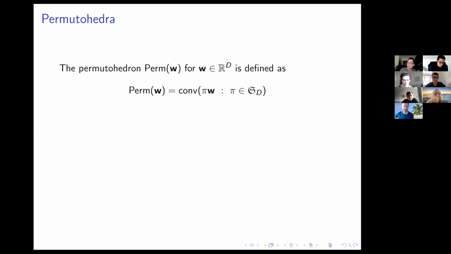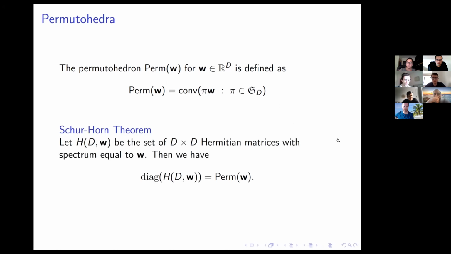It's a ball-like thing, but we can talk about the boundary, vertices, and whatnot. I mention this again: I take one vector and all possible permutations of the entries, and then I take the convex hull. This is a very classical object combinatorially, but also because of the following theorem. This is the Schur-Horn theorem.